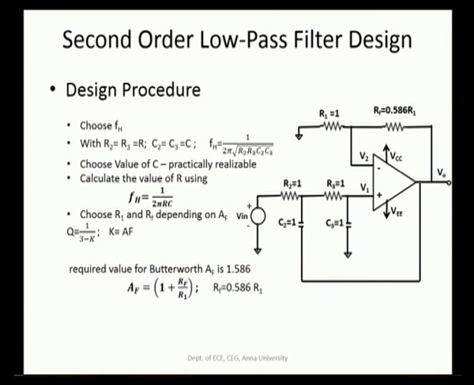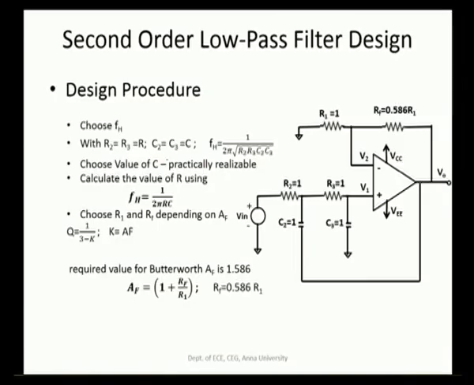Now we will see the design procedure. You can choose FH depending on the cutoff frequency required, the 3 dB frequency required for the filter. The frequency relation is FH is 1 by 2 pi square root of R2 R3 C2 C3, and if R2 equals R3 and C2 equals C3, what we have is FH equal to 1 by 2 pi RC.